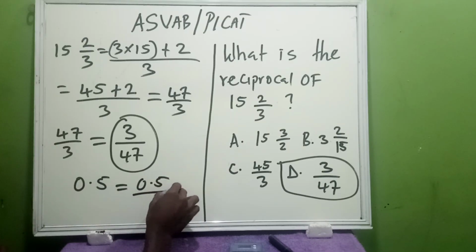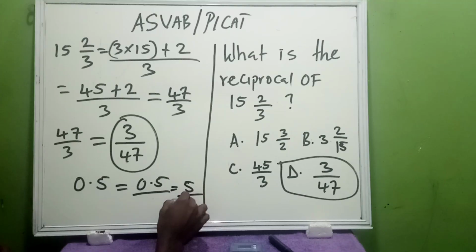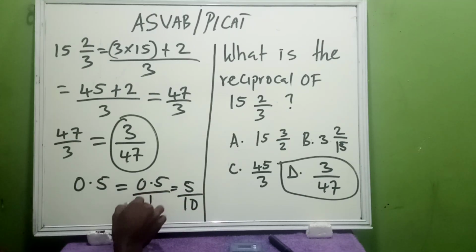Now, do you know that we can rewrite this 0.5 as 5 over 10? Under this point, you put your 1. Since the number that is here is 1 digit, you write 1 0. Now we have 5 over 10.